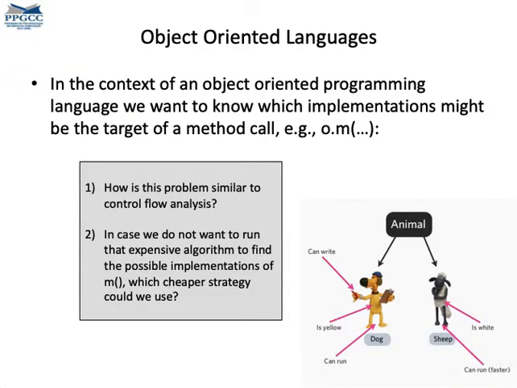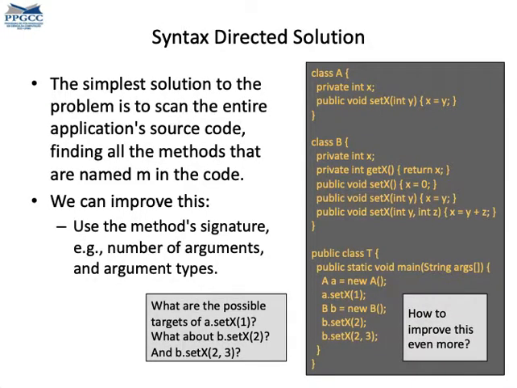We can also use some aspects of object-oriented languages to avoid running control flow analysis. Here, we want to know the possible candidates to the dynamic type of each object. So when we have a method call like o.m, the question is, what are the possible implementations of m? The first obvious approach to answer this question is simply to traverse the entire program and find all the methods that have this name, the name m.